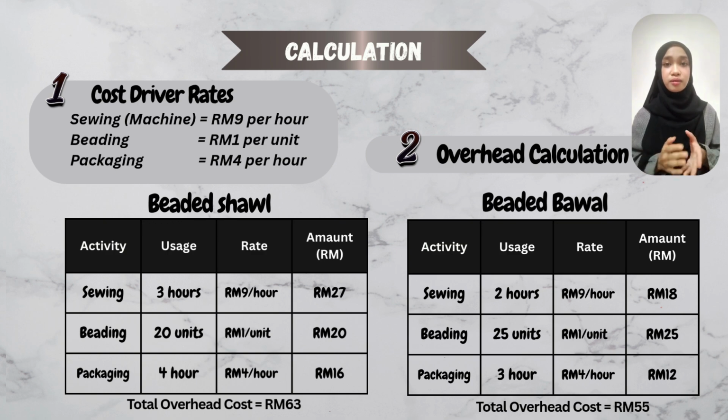16.3. For the beaded bawal, the same method is applied. After calculation, the total overhead cost is 15.5. This shows that different products have different costs depending on the activities involved.